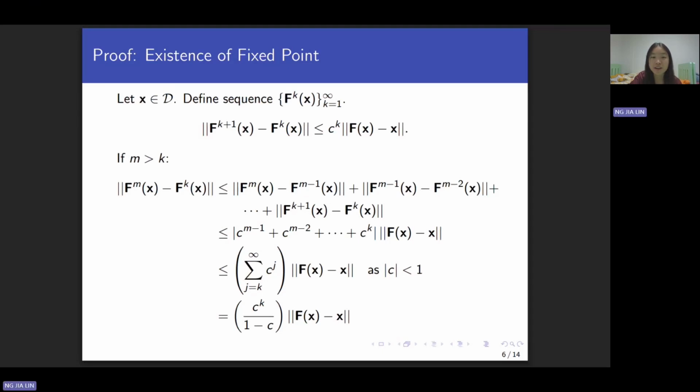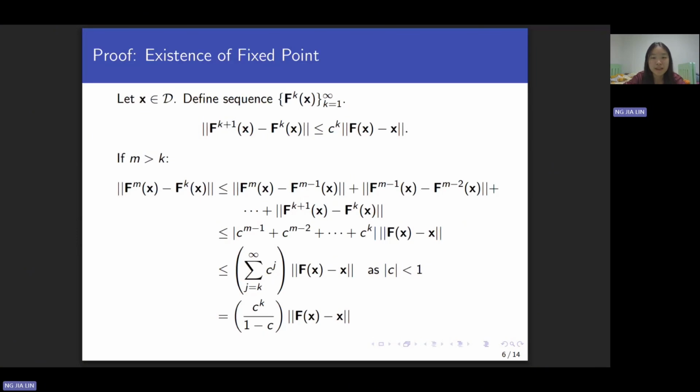By the definition of contraction, we get that the norm of f^(k+1)(x) minus f^k(x) is smaller than or equal to the constant c to the power of k times the norm of f(x) minus x. And if we have m greater than k, we get the following: f^m(x) minus f^k(x) is smaller than or equal to the right side, as this is dismantling it into small parts.